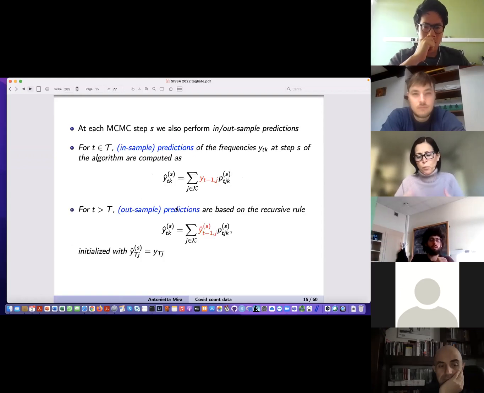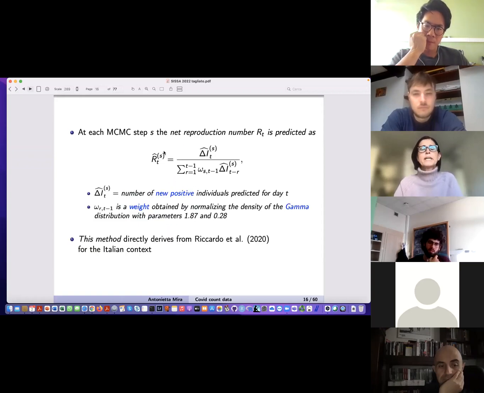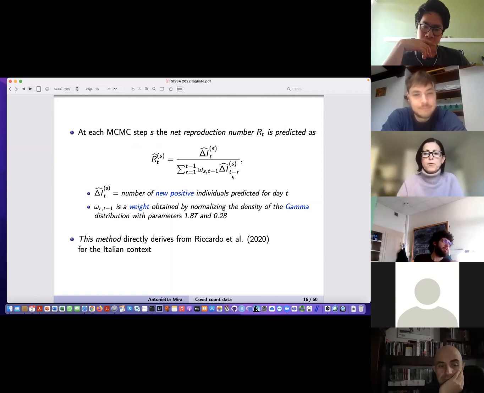And as the simulation goes on, at every time step of the simulation, time step S, we can also perform in-sample prediction of the frequencies Y of each one of the categories. And we can also do out-of-sample prediction. This is fairly straightforward. And at the same time, again, at every iteration of our Markov chain Monte Carlo simulation, we can also estimate the reproduction number, RT, using a ratio where at the numerator, we have the number of new positive individuals at time t, and at the denominator, we have a weighted sum of the number of new positive individuals up to time t minus 1. So this formula is adapted from a recently published paper to our context.